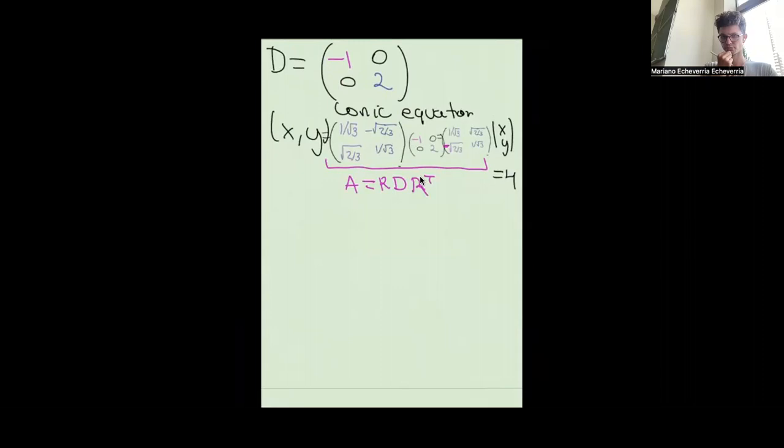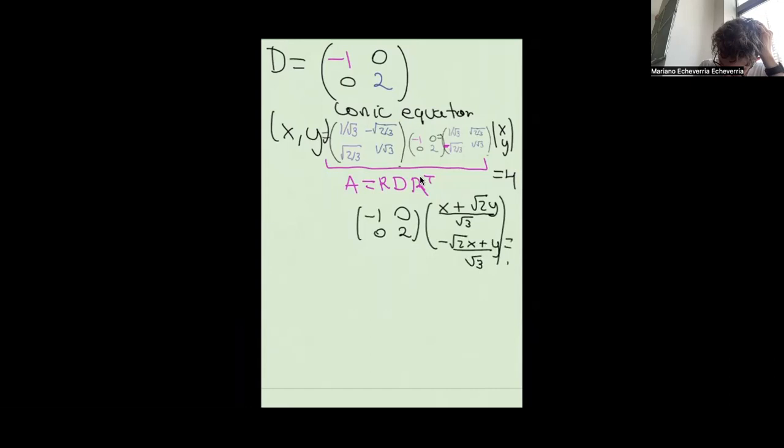And then, not that it's super necessary, but if you do the product, here you have minus 1, 0, 0, 2, the diagonal matrix untouched. And then this is going to be x plus root of 2y over root of 3, and then minus root of 2x plus y over root of 3. That's what you get when you do this, it becomes this. I can highlight it for you. So this product becomes this vector. And then you get the same for the other one, but transposed. So it's x plus root of 2y over root of 3 and minus root of 2x plus y over root of 3.